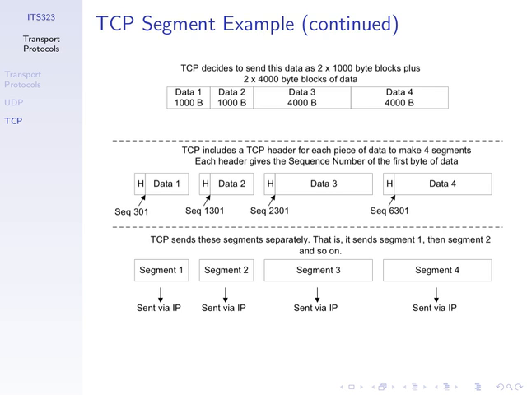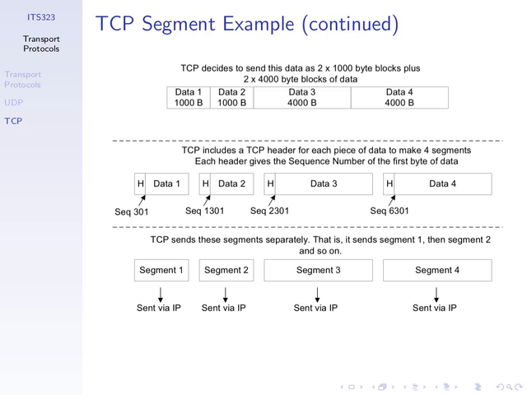And the value of the sequence number field in the header is the value of the sequence number of the first byte of this data. That is what we've drawn here. The first segment contains sequence numbers from 301 up to 1,300.